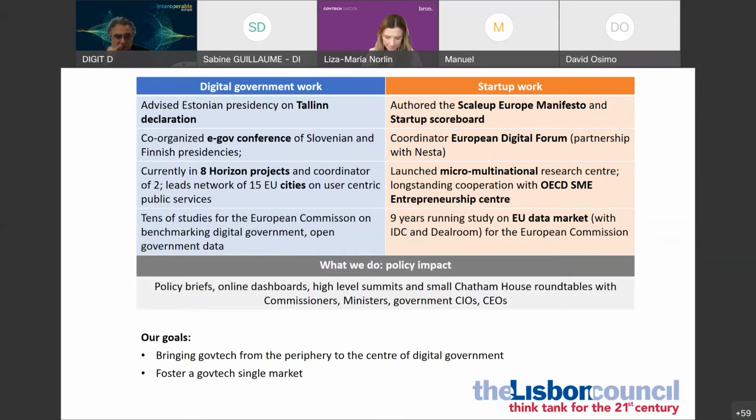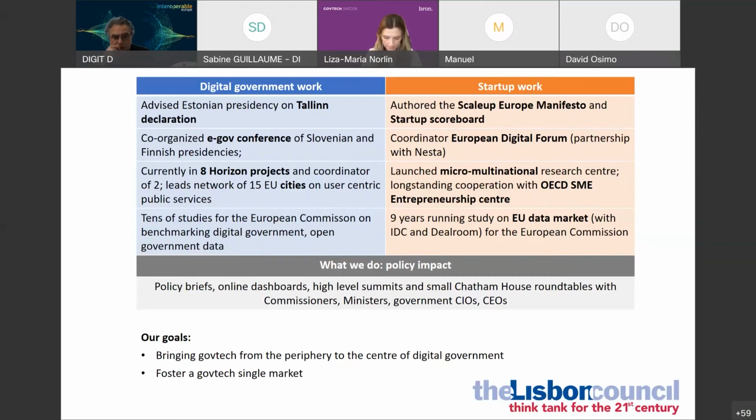We run the European Digital Forum. In this framework, we delivered together with the community the Scale Up Europe Manifesto and the Startup Scoreboard, work a lot with the OECD SME Entrepreneurship Center, and we are in charge of the EU Data Market Study for the European Commission with IDC and DIRWAM, so of course, startups are very present there.